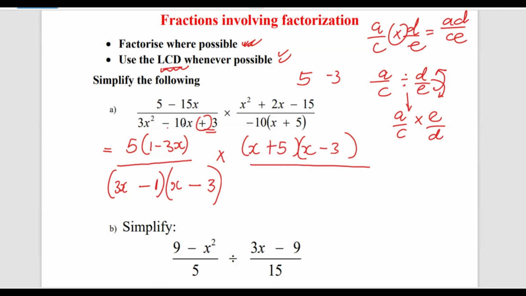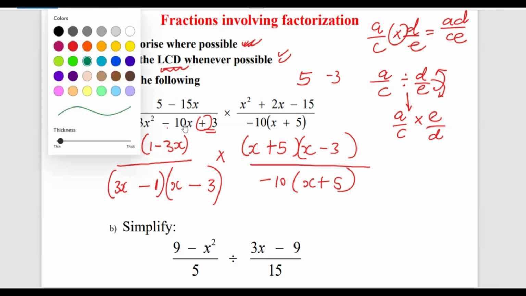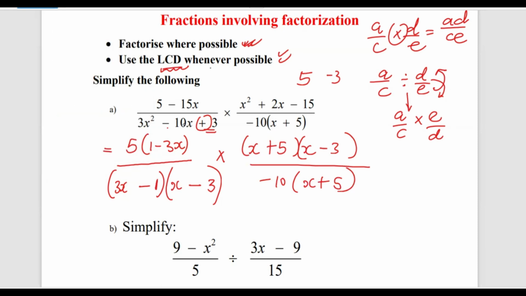This one is already factorized for us. All right. Then from there, what I can notice is that there are things that are common on top and more or less the same at the bottom. So when I look at this bracket, it looks more or less the same as this bracket here, the 3x minus 1.